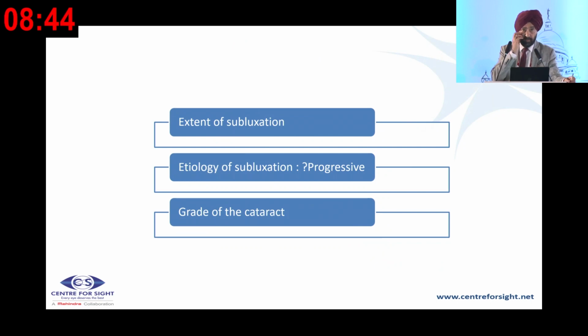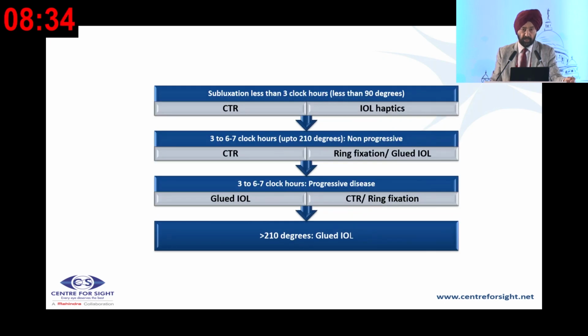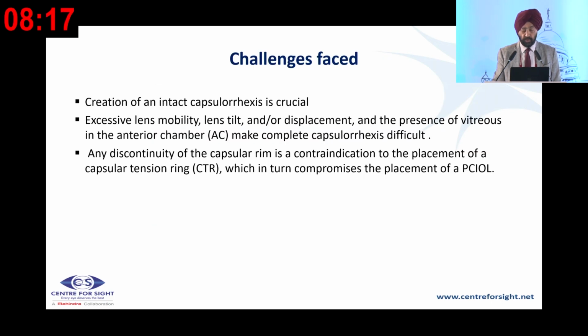So what you have to do is look at the extent of subluxation and the etiology of the subluxation, whether it is progressive or not, and the grade of cataract that you are dealing with. Typically, if less than 3 clock hours, we'll just put a CTR and a 3-piece IOL. The IOL haptics will act. When you're looking at 3 to 6 clock hours, CTR with a ring fixation or a glued IOL is done, and similarly more than that you have to do a glued IOL.